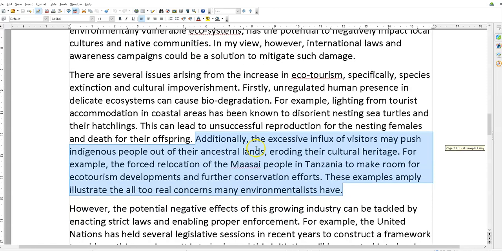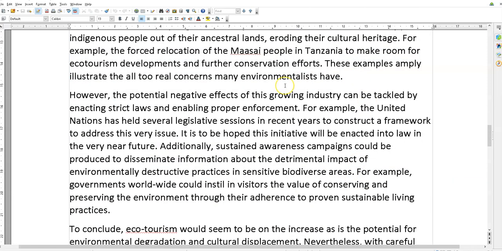Paragraph 3, how can that be solved? Well, that was relatively straightforward. Strict laws and proper enforcement. This is actually true too. The United Nations has been talking about this for some years now, and I say that I hope this will be enacted into law in the very near future.